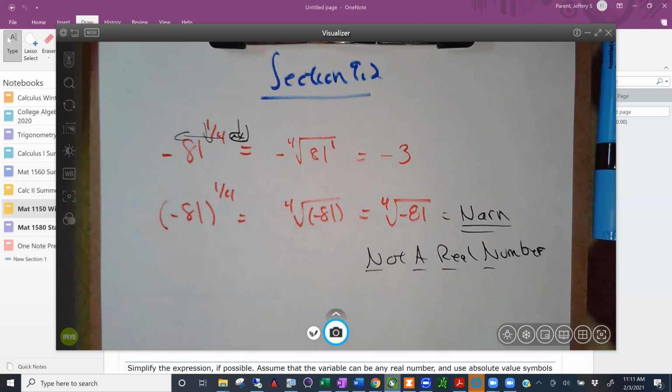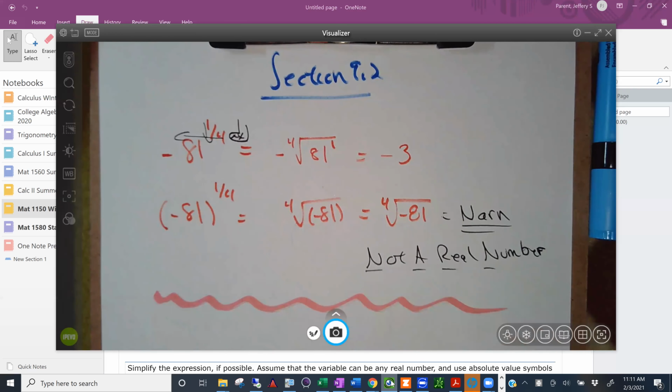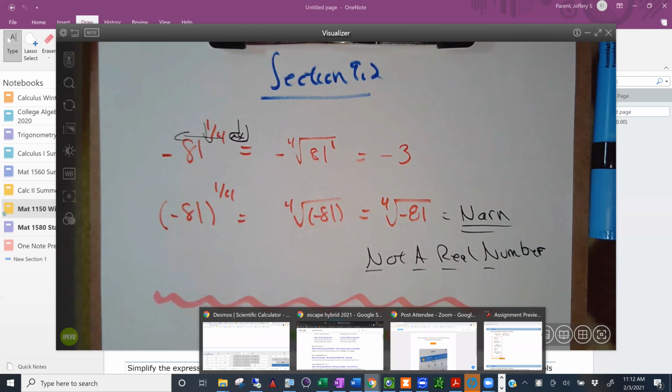Let's do some more here. So the next one I want to work on is 36 to the 3/2, because I want to practice doing these things on a calculator. Now, if you don't have a regular graphing calculator or scientific calculator, like I mentioned earlier, you can use Desmos for that.